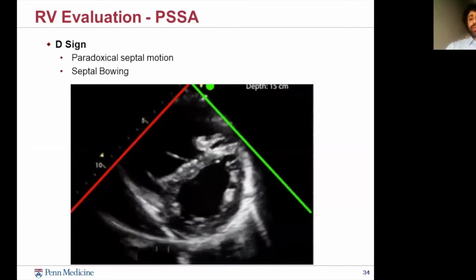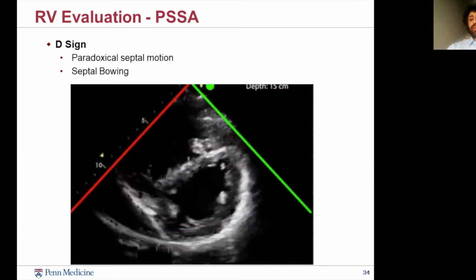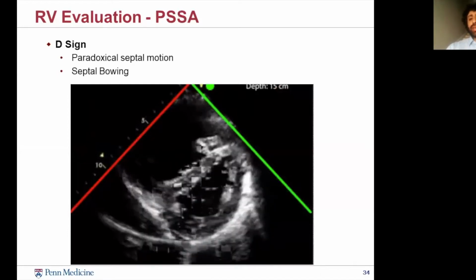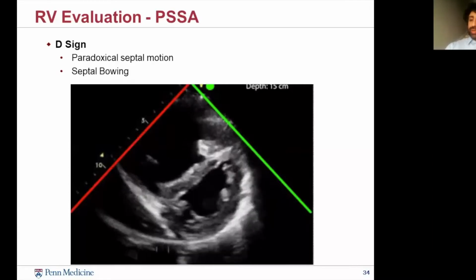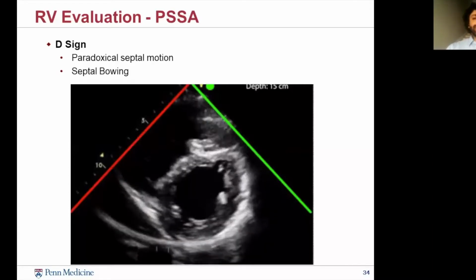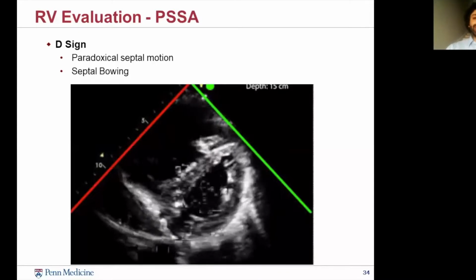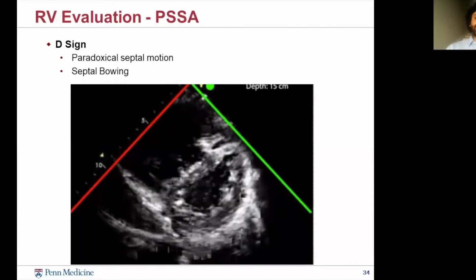In the parasternal short axis view, you can see the left ventricle being forced into a D shape. This is because the diastolic pressure in the right ventricle is higher than the diastolic pressure in the left ventricle, forcing the septum paradoxically towards the left ventricle.